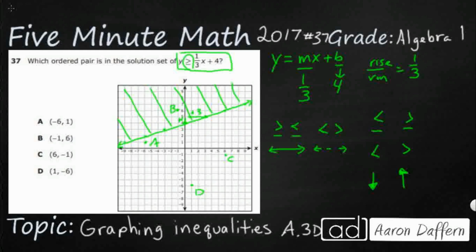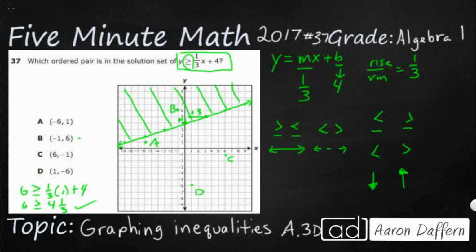Now, how can we verify that? Well, let's just plug it in. 6 is greater than or equal to 1/3 times 1 plus 4. So 6 is greater than or equal to, that's going to end up being 4 and 1/3, because this 1/3 times 1 just makes 1/3. And is 6 greater than or equal to 4 and 1/3?